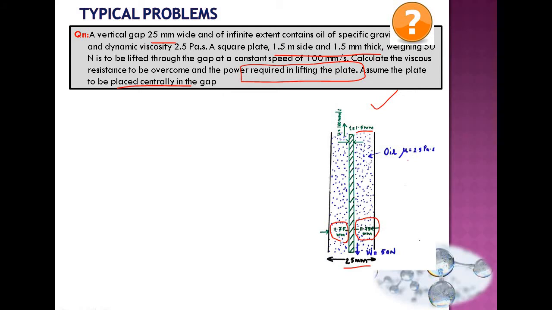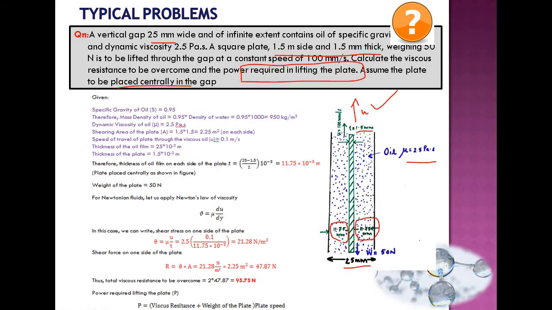Okay, the viscosity of the oil is given as 2.5 pascal second, that is the SI unit, and this plate is to be moved up with a velocity of small u, given as 100 millimeter per second or 0.1 meter per second. We will do the problem by assuming that this oil is behaving in a Newtonian way. Given data: specific gravity of the oil is given as 0.95. So the density is 0.95 into 1000, that will give you 950 kilogram per meter cube. The dynamic viscosity is given as 2.5 pascal second.